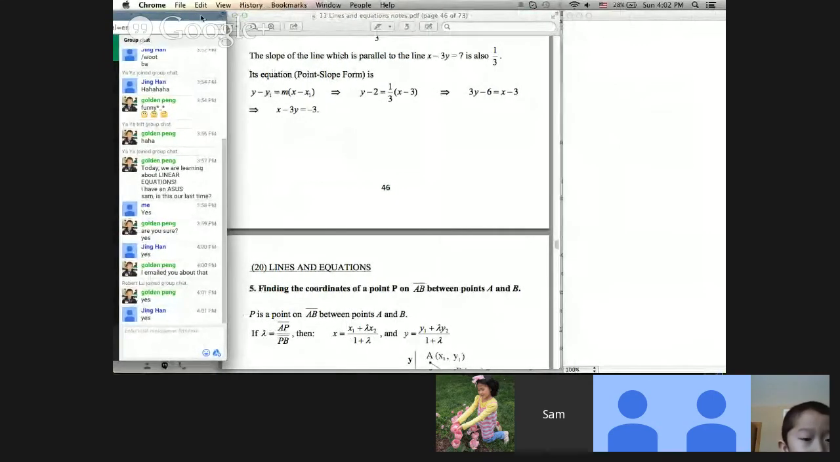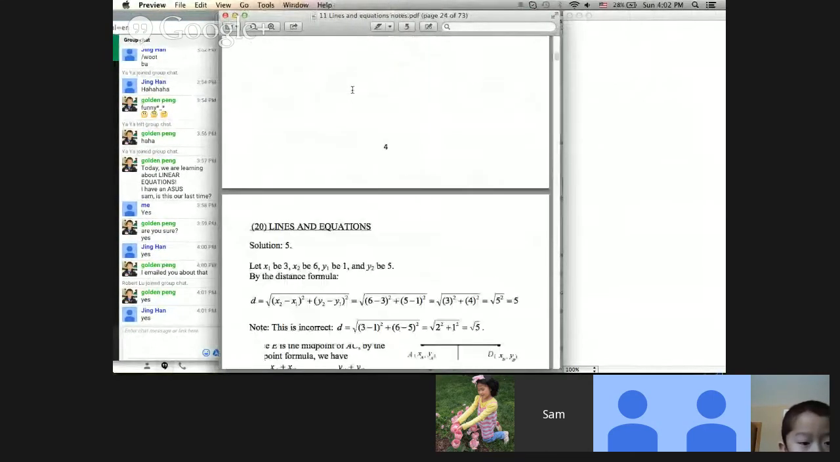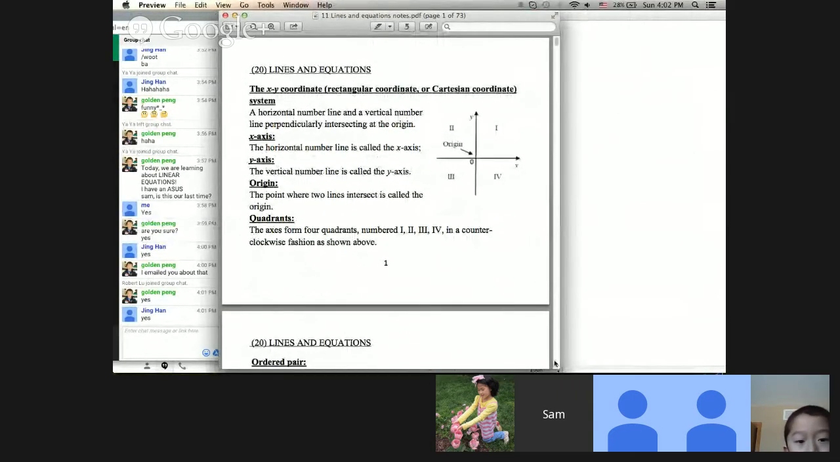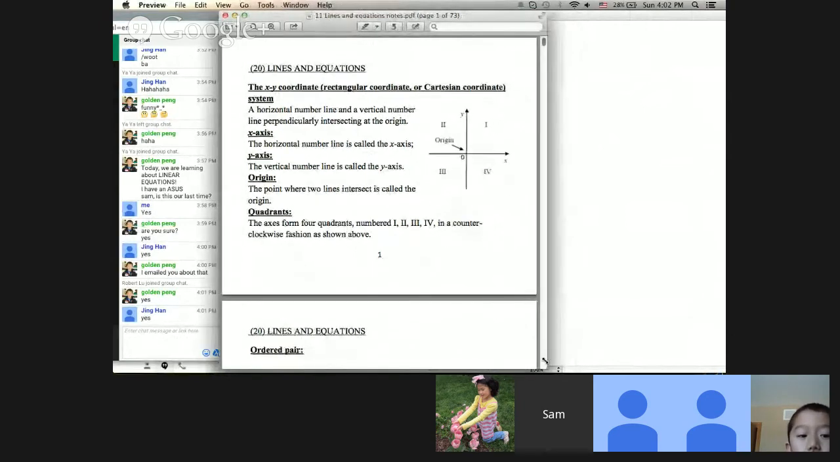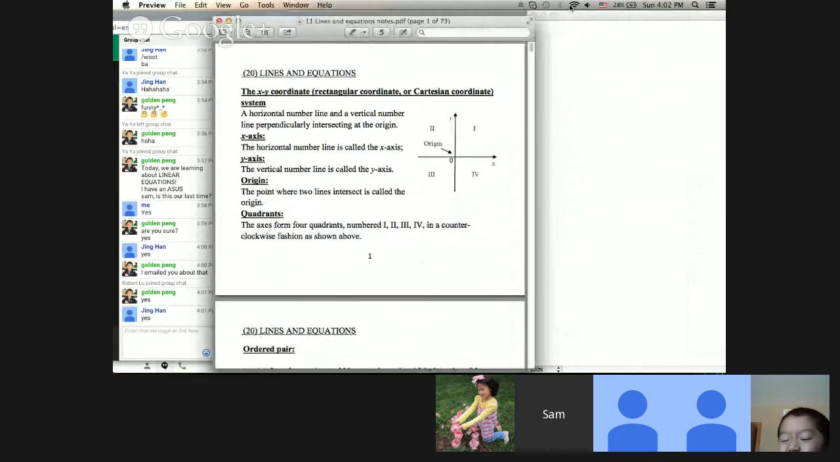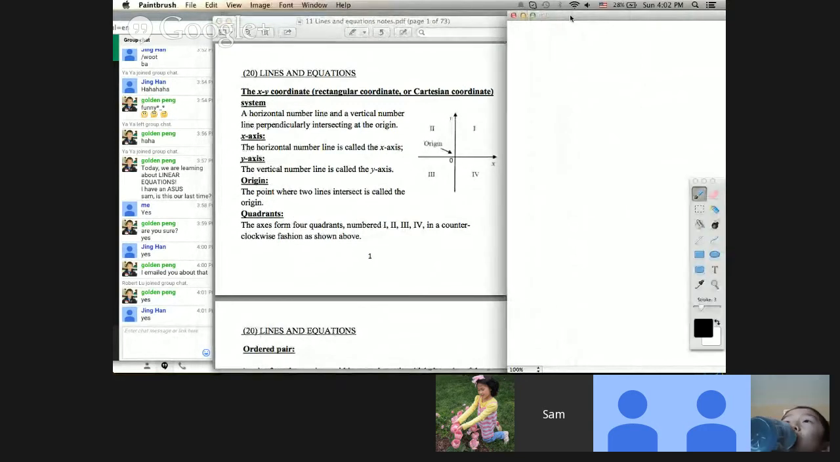Okay, so today we're going to be talking about lines and equations. Hopefully you already know a little bit about lines and equations, but if not, that's okay. First off, initially there's the XY coordinate system.